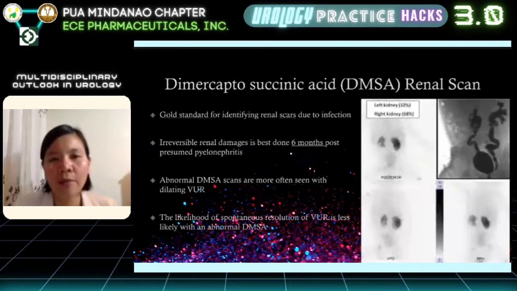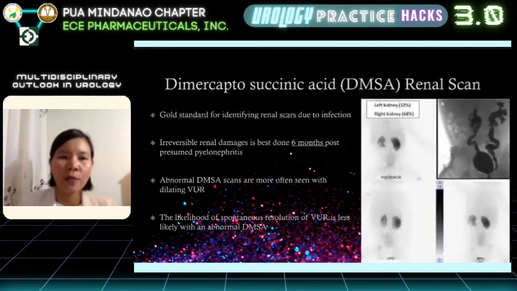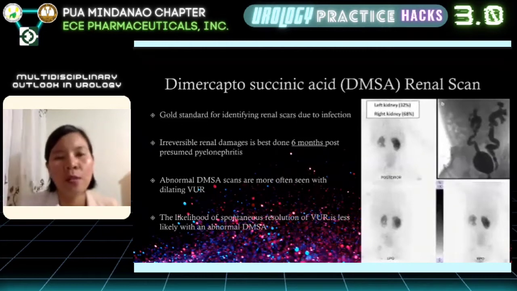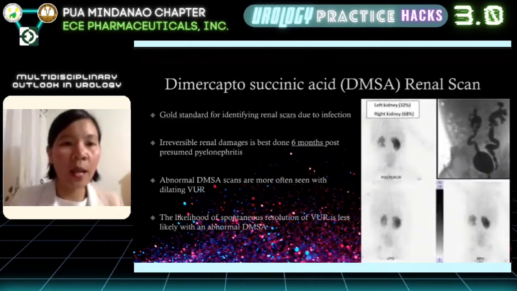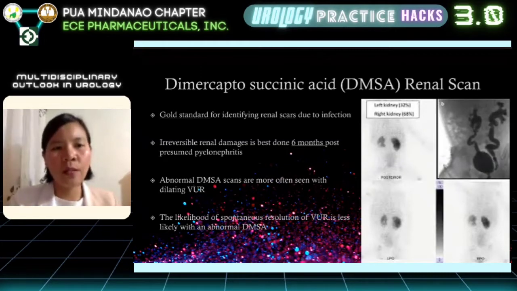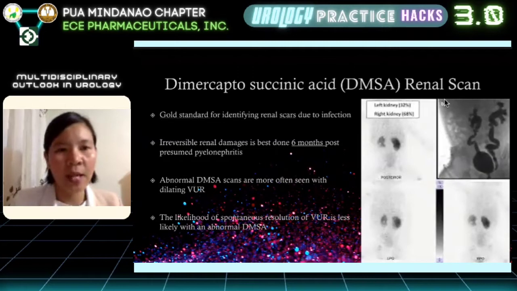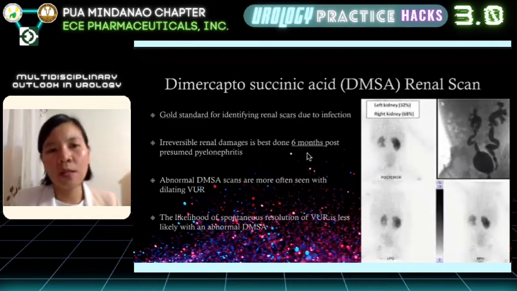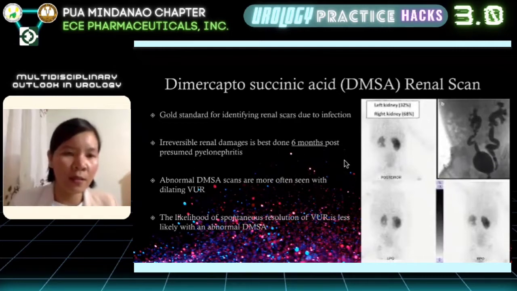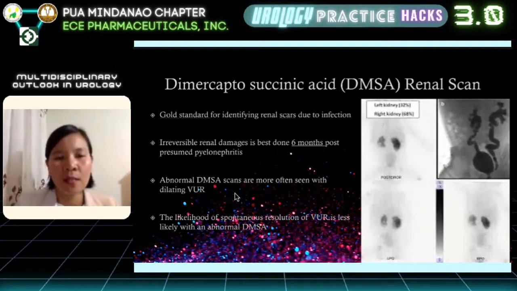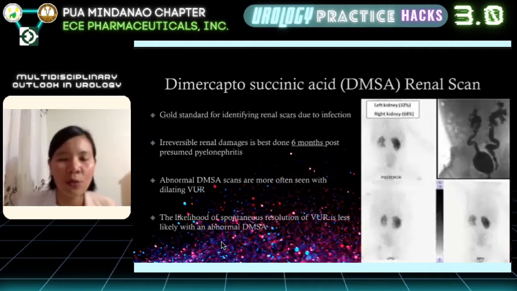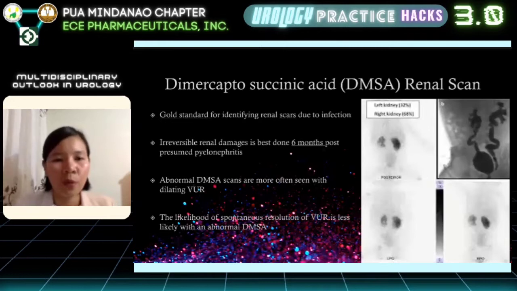So once you have the reflux, we want to know whether this patient already developed renal scarring. The gold standard for identifying renal scars due to infection is DMSA, or the dimercaptosuccinic acid renal scan. But this detects irreversible renal damage, and this is done 6 months post presumed pyelonephritis. So you see that abnormal DMSA scans are more often seen with dilating VUR, and the likelihood of spontaneous resolution of VUR is less likely with an abnormal DMSA.